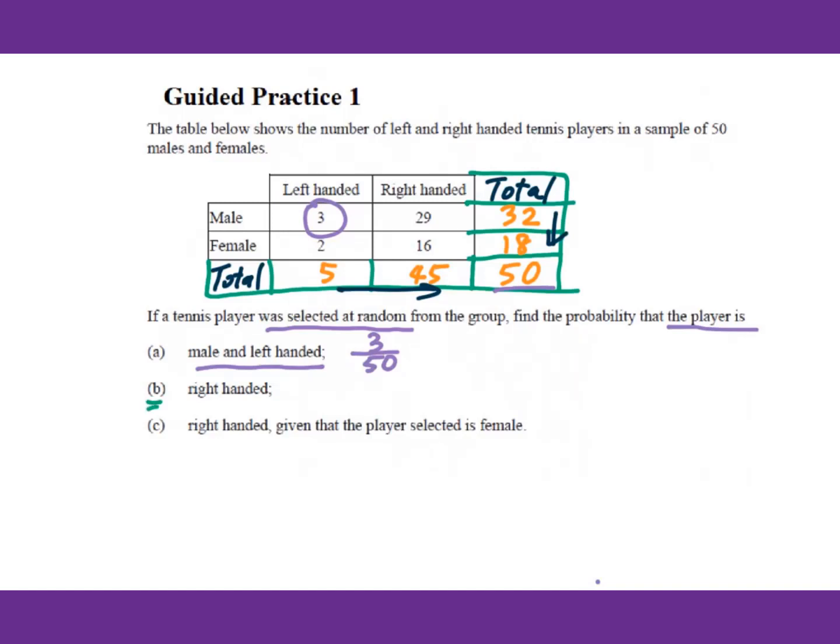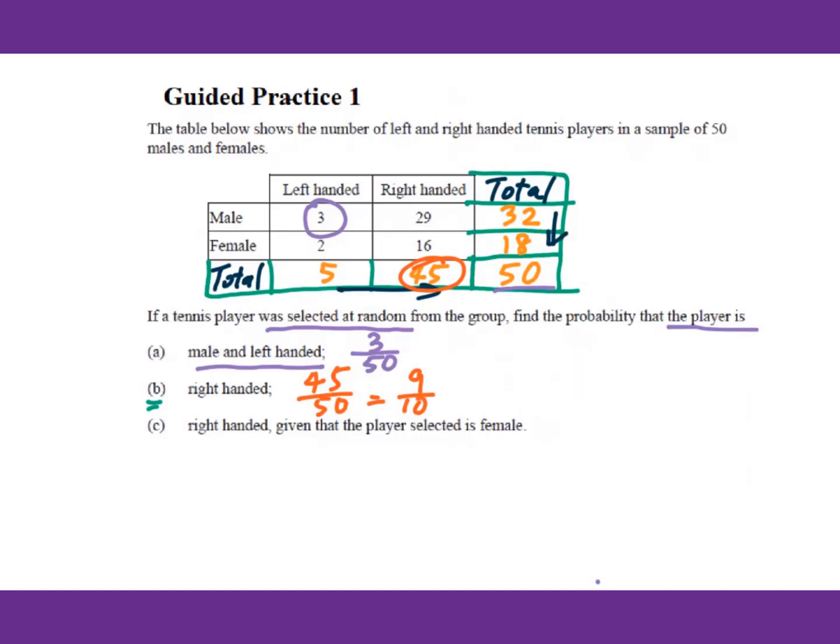For B, right-handed. From this table, you could see how many students are right-handed. 45. So we do 45 over 50. Reduce, 9 over 10.